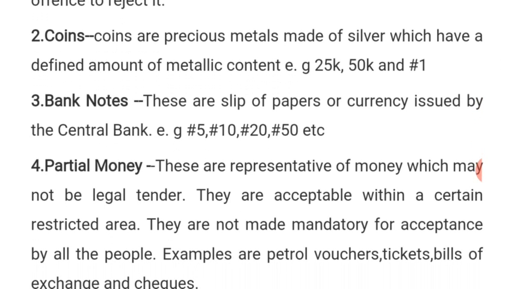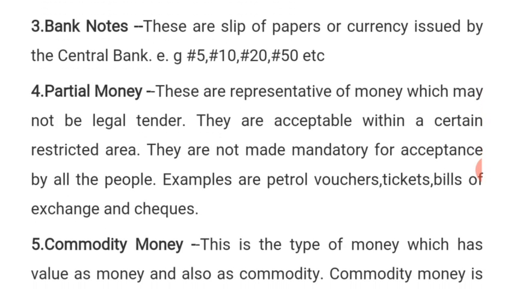So another form of money is banknotes. These are slips of paper or coins issued by the central bank. So all the notes, paper money we are using, they are referred to as banknotes, and it is printed by a central bank, and that is why the name of the central bank and the governor that printed it is on it. So all those are examples of banknotes.